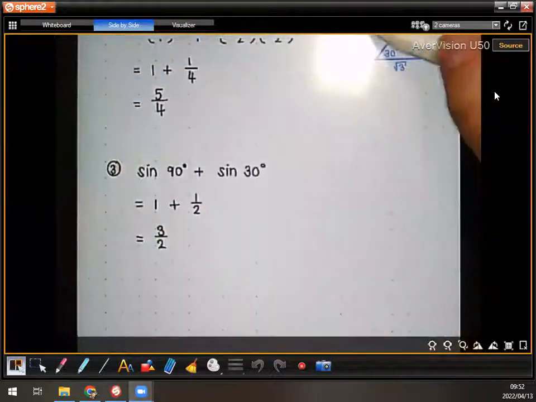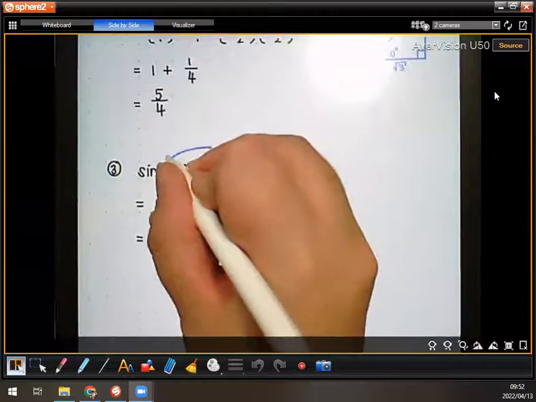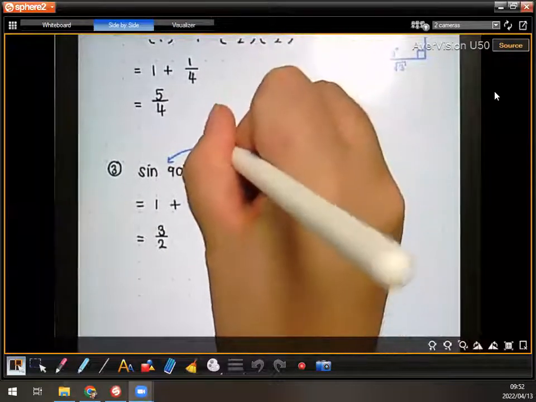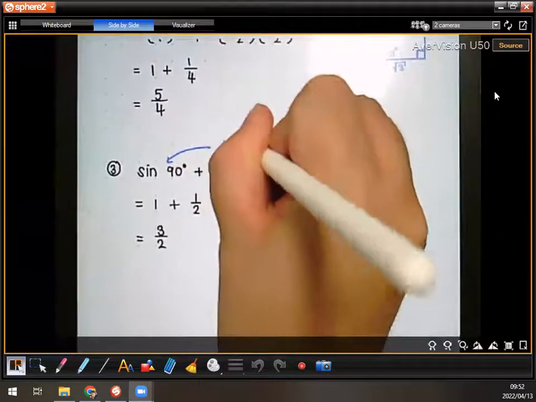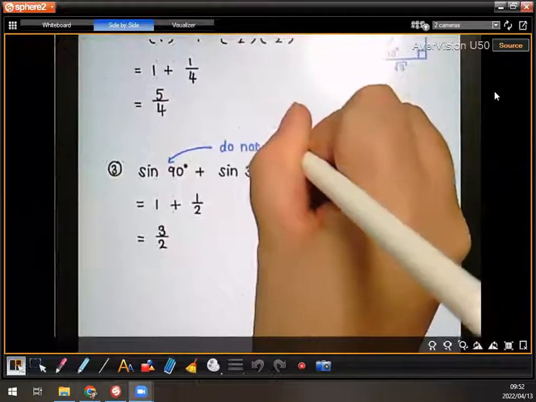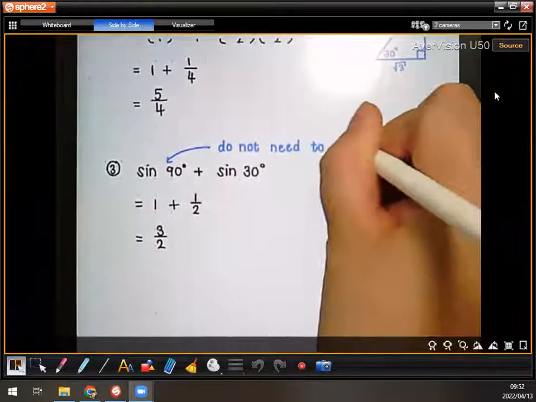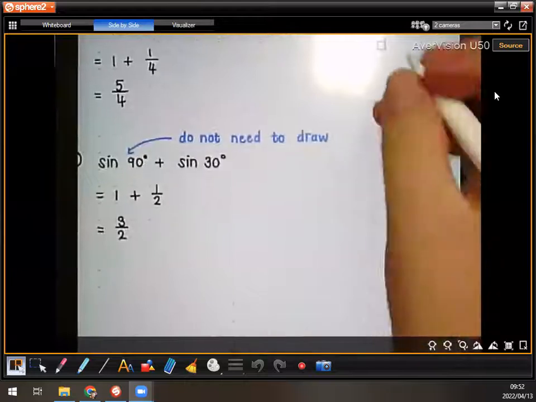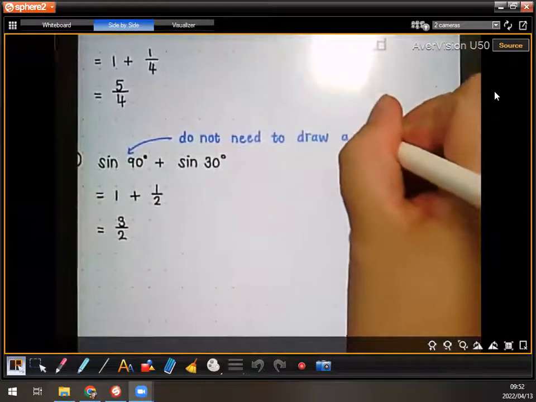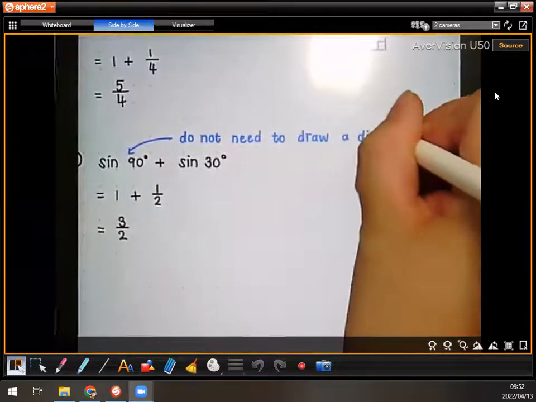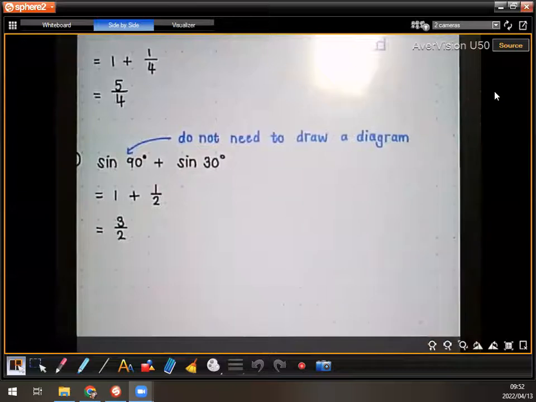Let me just write here: you do not need to draw a diagram for the 90-degree one. And the same thing for 0. If it's 0 in your question, you also don't have to draw that diagram.